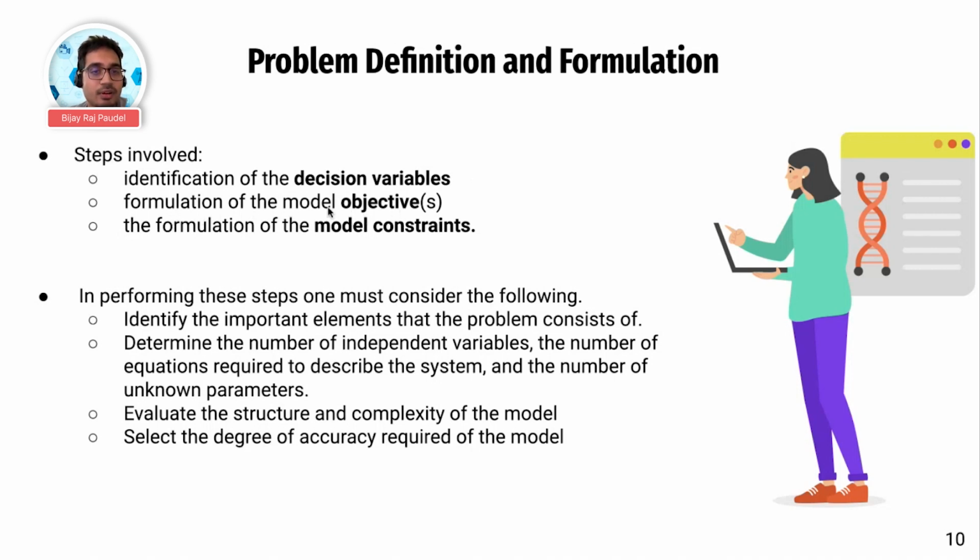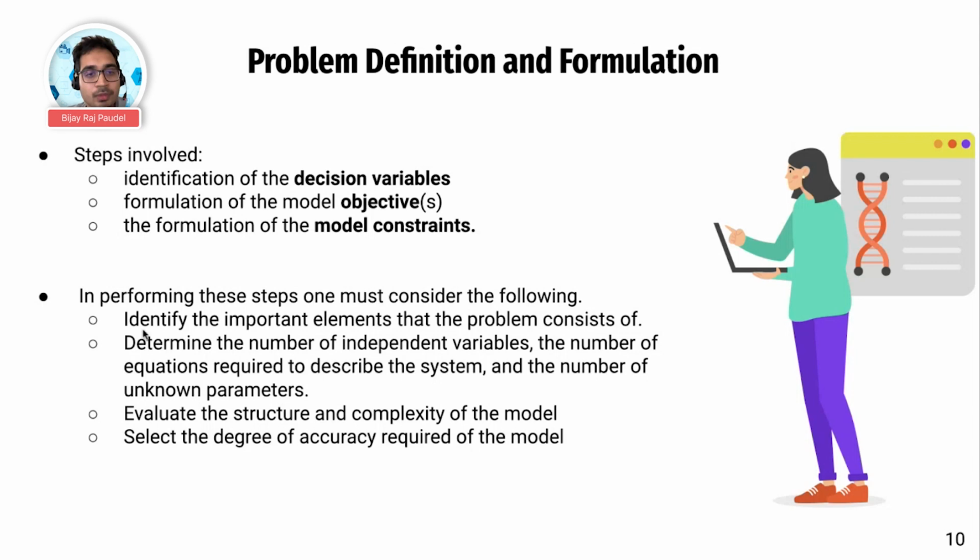And next is formulation of model objectives. So what is your objective? You have to formulate a model, and that will depend on decision variables. And finally, you have to form the model constraints. Constraints are what limitations you have, like constraints on the number of people, number of teams, and those kinds of things. You should always consider what the important elements of your problem are. An important element in one problem will not be important in another problem, so there is no one golden rule for everyone to follow.